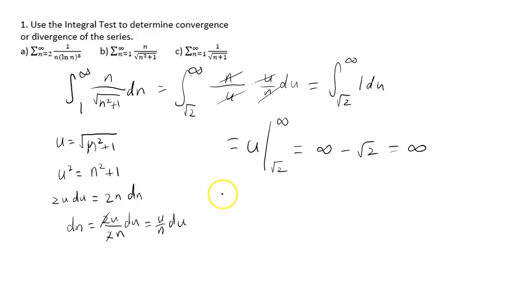So that means the sum from n equals 1 through infinity of n over square root of n squared plus 1 diverges by the integral test.